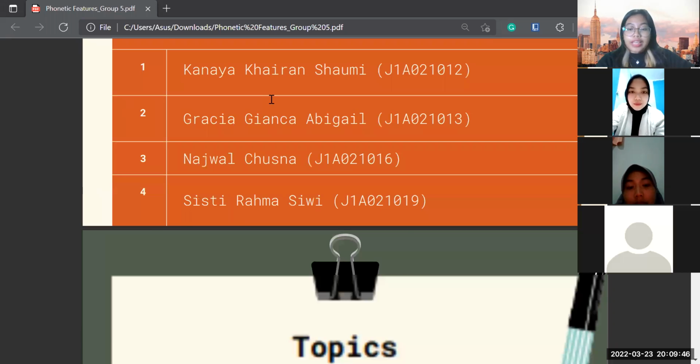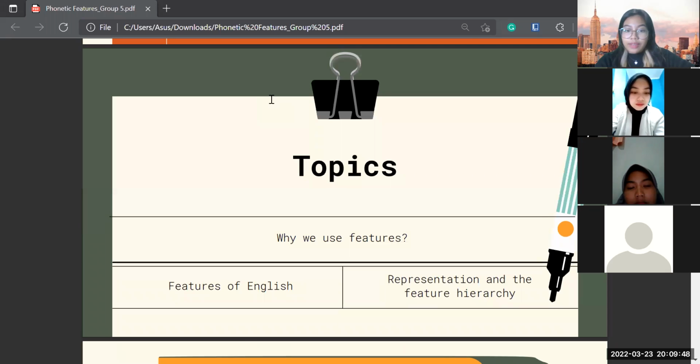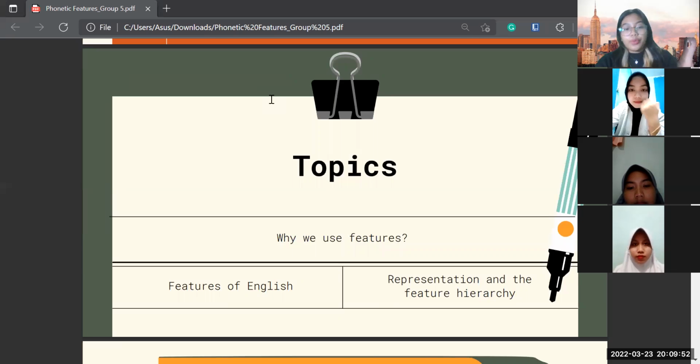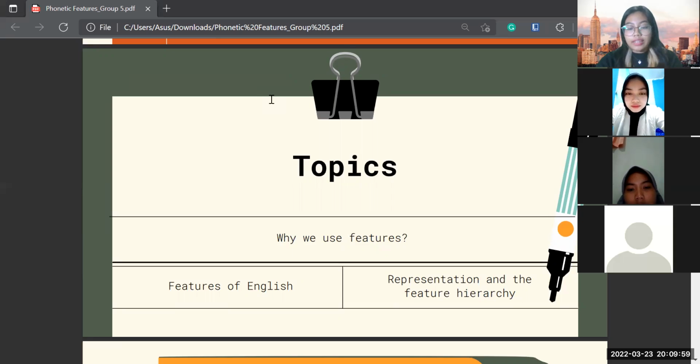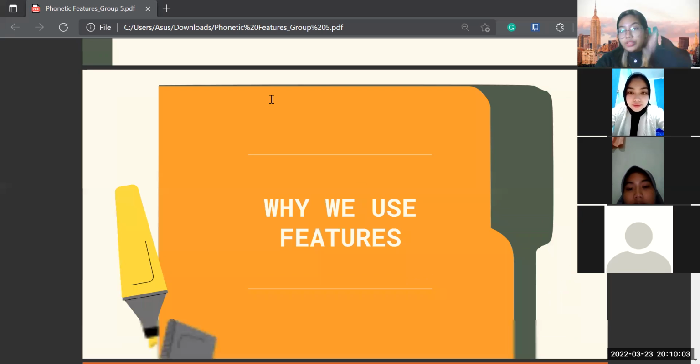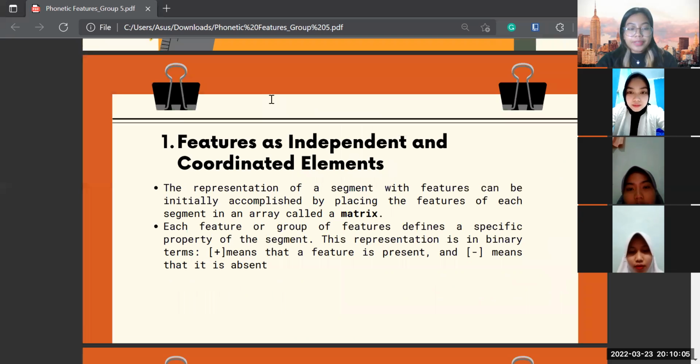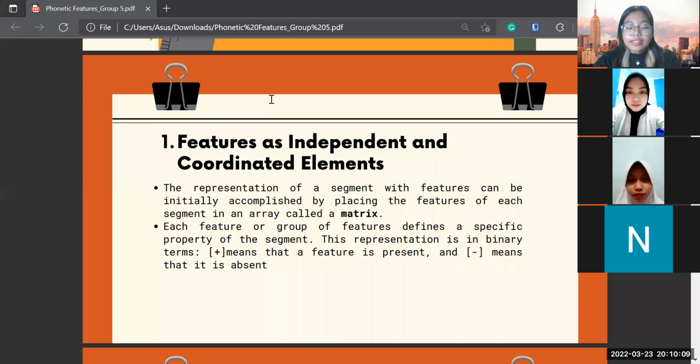So today there are three main topics that we are going to discuss. Those are, first, why we use features; second, features of English; and lastly, representation and the feature hierarchy. Okay, let's start with why we use features. First, let's talk about features as independent and coordinated elements.